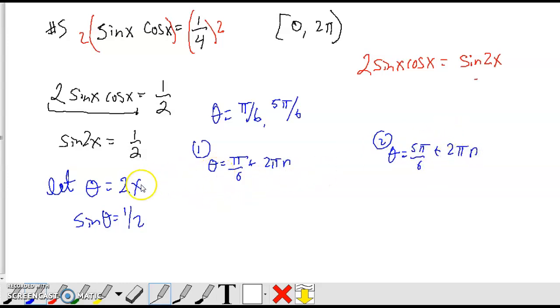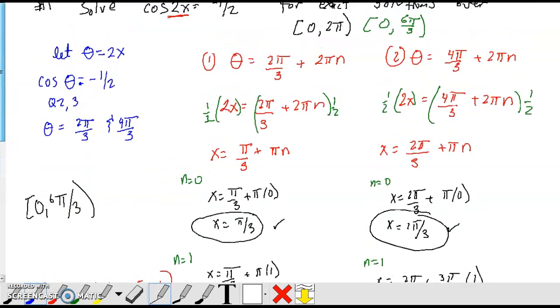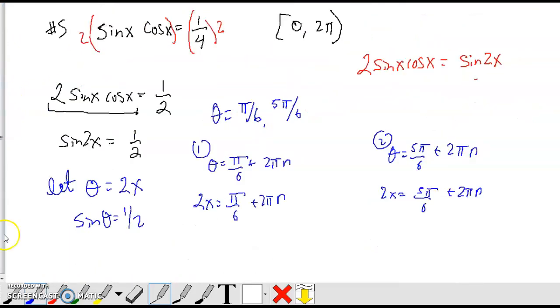Again, we're going to replace theta now with 2x. So 2x is pi over 6 plus 2 pi n. 2x is 5 pi over 6 plus 2 pi n. Again, we now have a 2 in front of this problem, so let's use our hypothesis that this number helps us figure out how many answers we should have. If we use what we did on the first problem, which also had a 2 in front of it with the double angle of cosine, we should have 4 answers. So let's see if we get 4 answers.